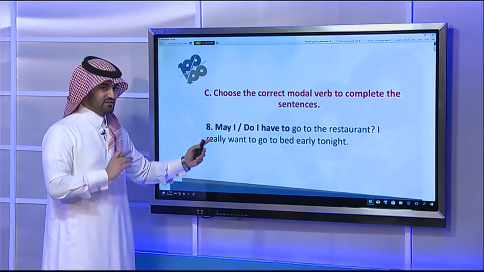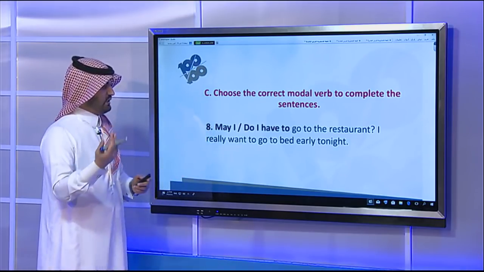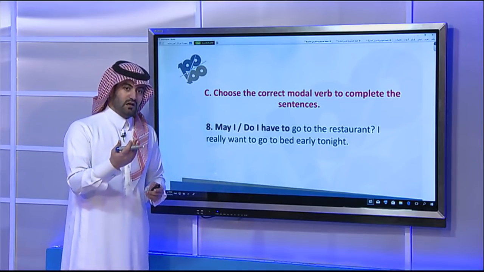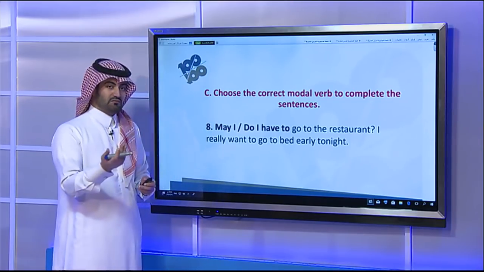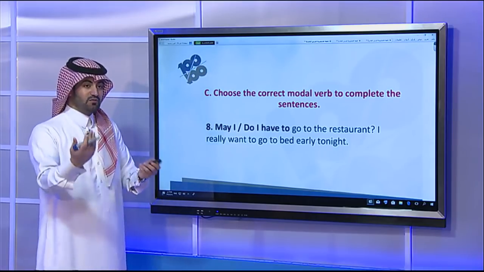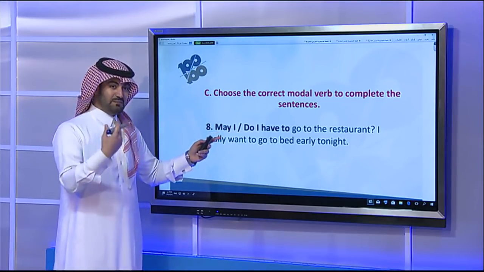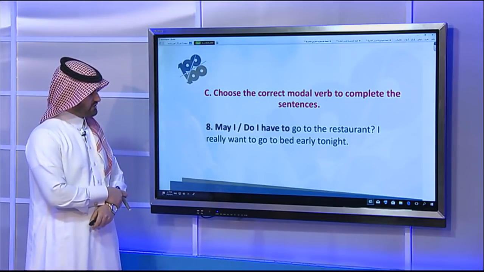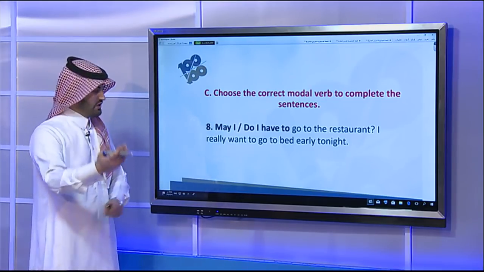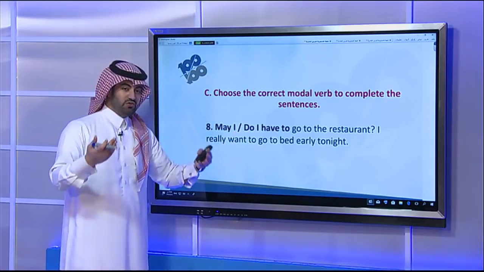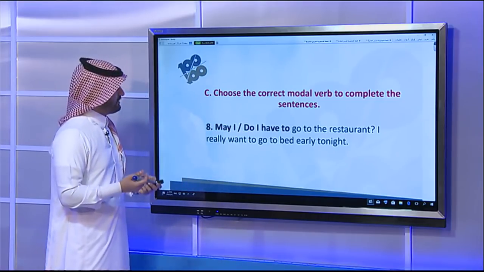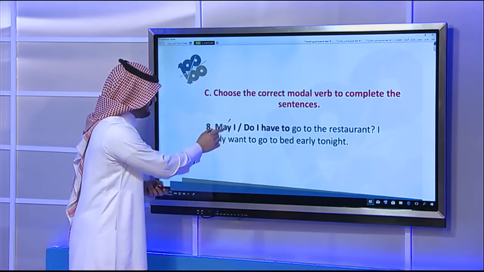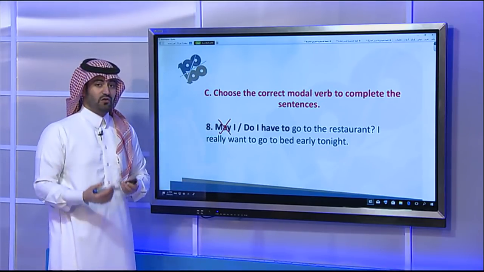He wants to stay in bed and sleep early. But what is the difference between may I and do I have to? When I say may I, I am asking permission. May I help you? I am asking permission. So this meaning doesn't fit with the sentence. When I say, may I go to a restaurant? He's asking permission. The answer should be, yes, sure, you can. But it's not here. I really want to go to bed early tonight. So I cannot say, may I? Because he didn't ask for permission.